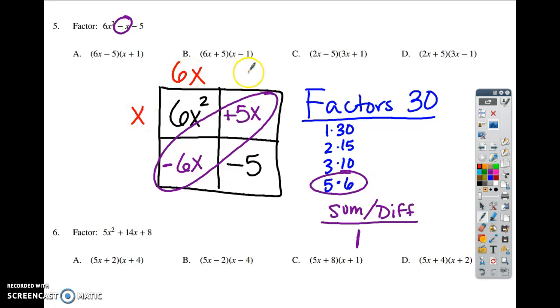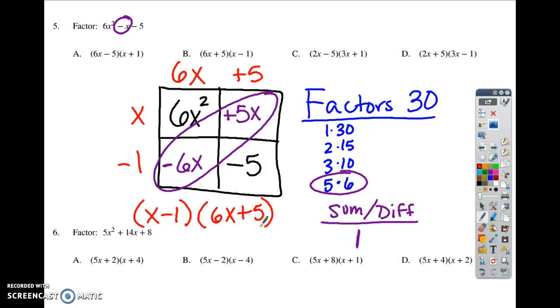Okay, and then you finish it off. X times what gives you 5x? Positive 5. And 6x times what gives you a negative 6x? Negative 1. And then negative 1 times positive 5 gives you negative 5. So everything checks off. Write down the factors, x minus 1 and 6x plus 5.